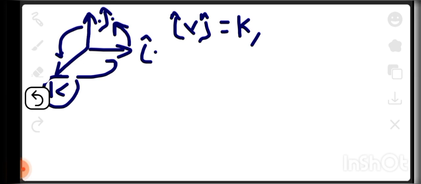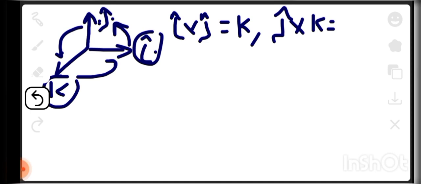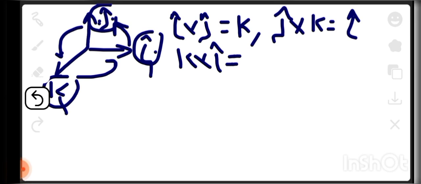If you do J cross K, moving in the same direction, you are going to have the next unit vector, which is I. If you just do this cross this, the answer will be the next unit vector. Then if you do K cross I, the answer will be the next unit vector, which is J. So this is the model we use if you want to get the cross product of different unit vectors.